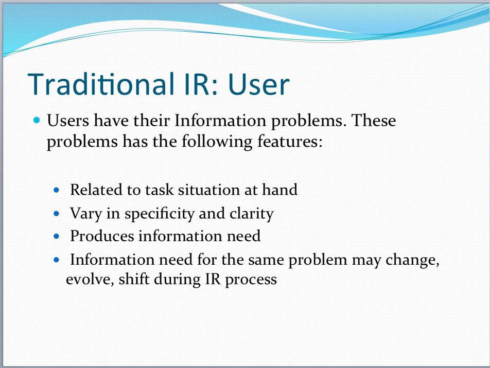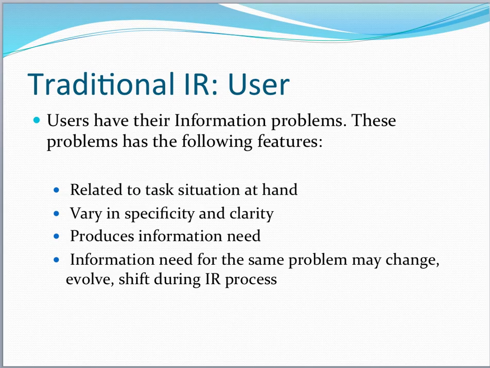And then we have the user. Users have their information problem, of course. If you don't have an information problem, why are you looking for information? You have an information need. You want to solve a problem. These problems have the following features related to the task situation at hand. You have a task that you have to resolve. They vary in specificity and clarity.